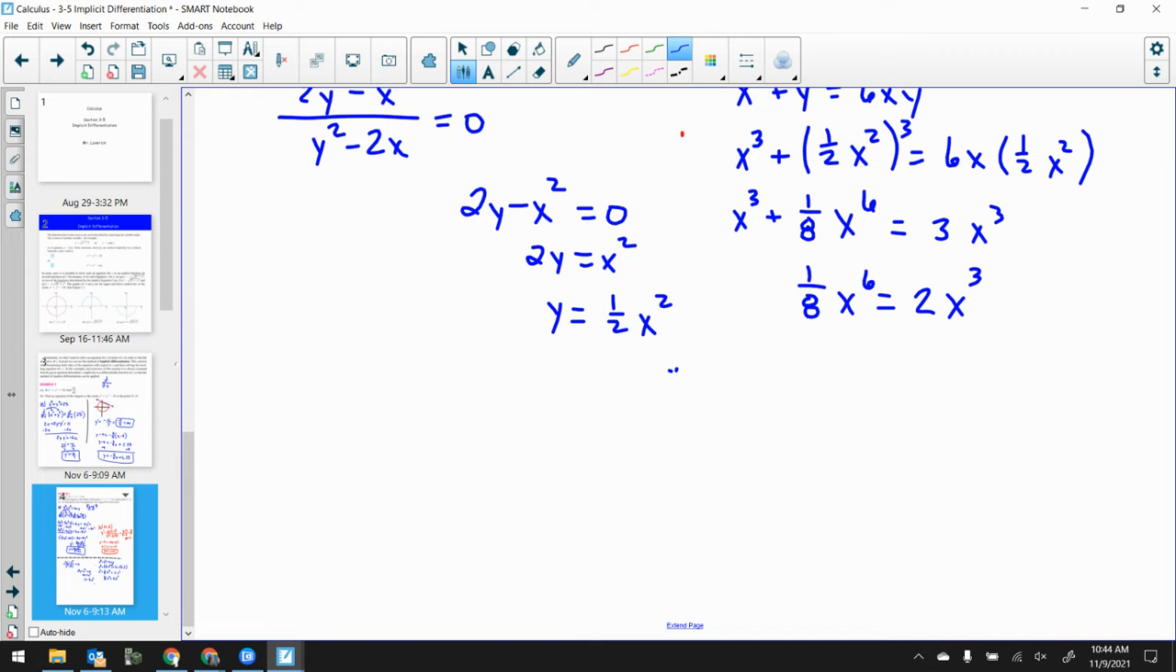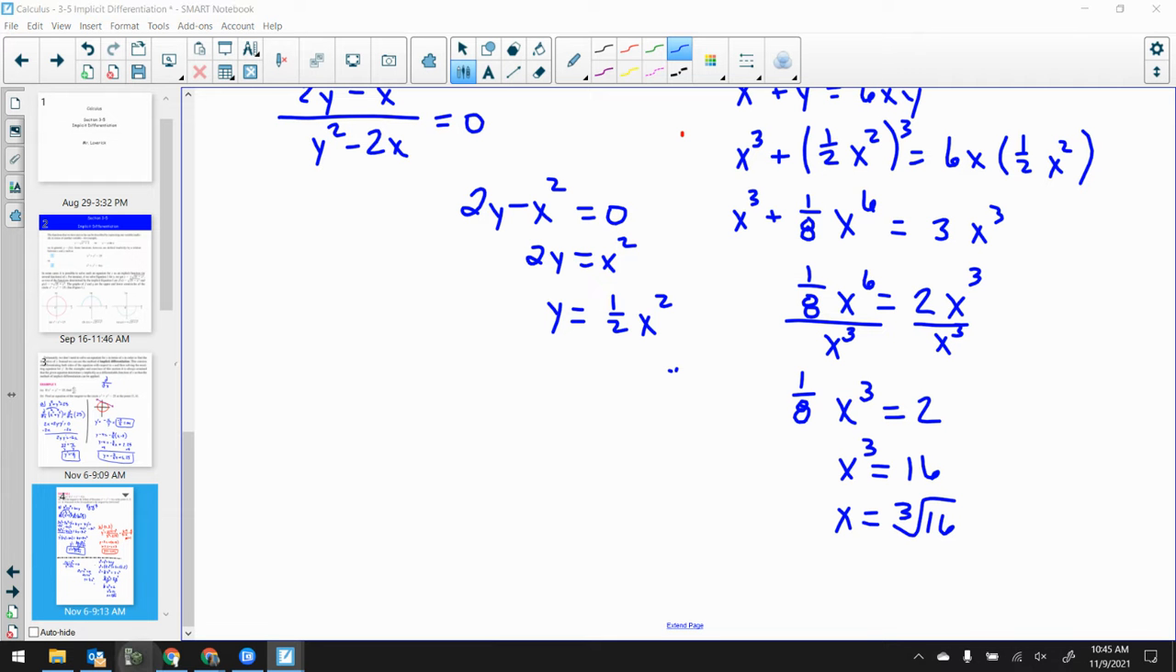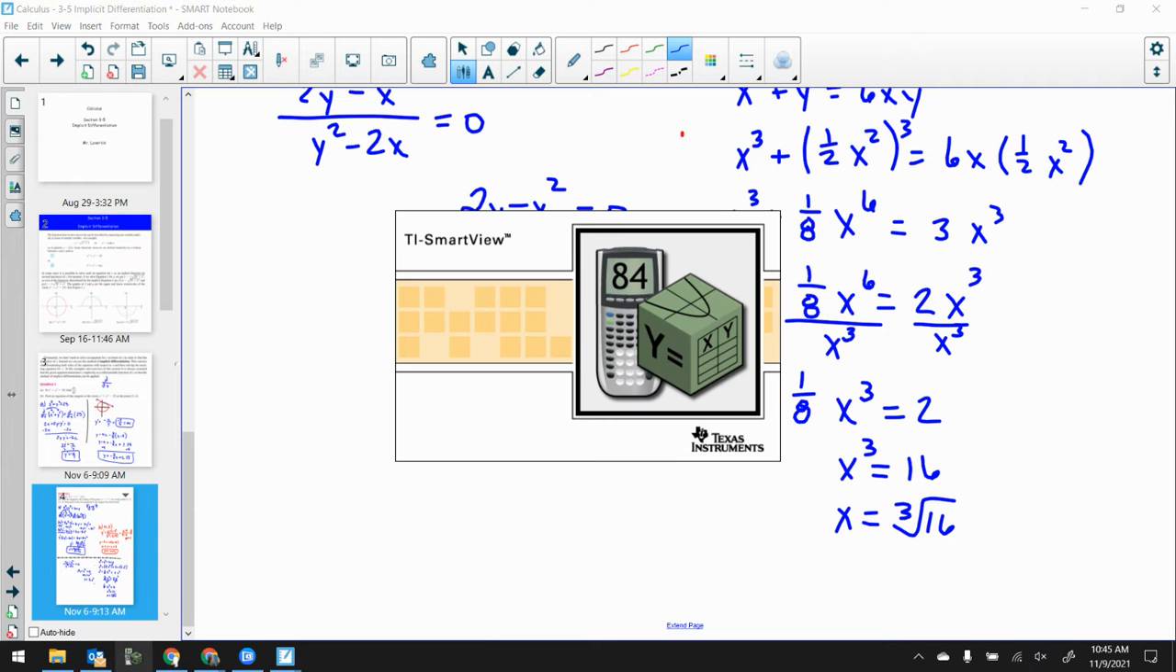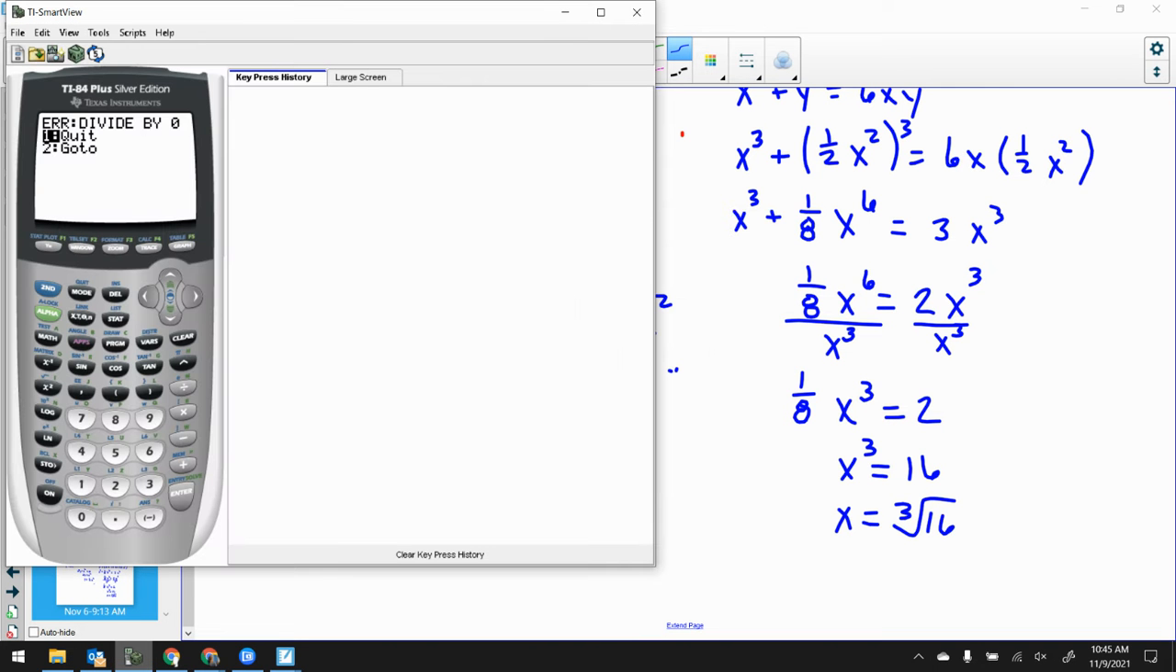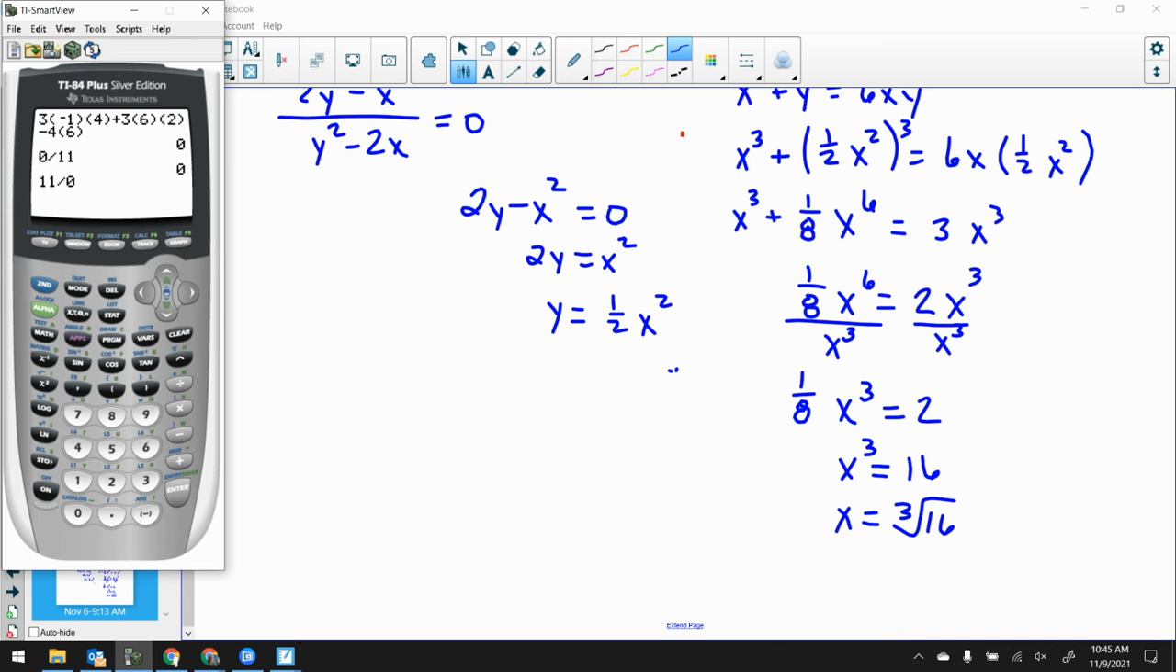Okay, this is going to get a little fancy here. Divide by x to the third, not too fancy. Okay, 1/8 x to the third is equal to 2. I divide by 1/8, which is the same thing as multiplying by 8. So x to the third is equal to 16. So x is equal to the cube root of 16. What is the cube root of 16? Cube root of 8 is 2. Cube root of 27 is 3. So somewhere between 2 and 3.